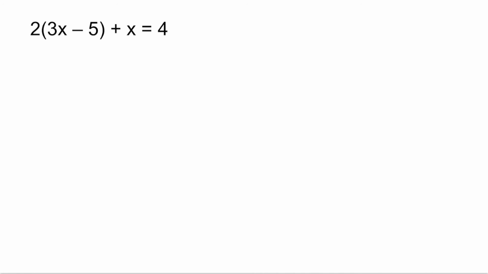Here, I can see I have x's on the same side of my equation that I will eventually need to combine since they're like terms. However, before I can do that, I need to use my distributive property so I can figure out what this starting quantity actually is. So distributing this out, 2 times 3x will give me 6x. 2 times negative 5 gives me negative 10.